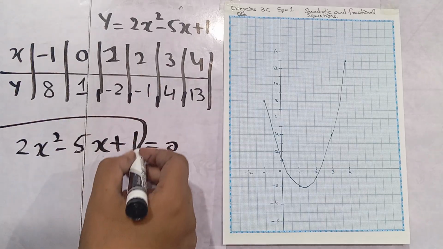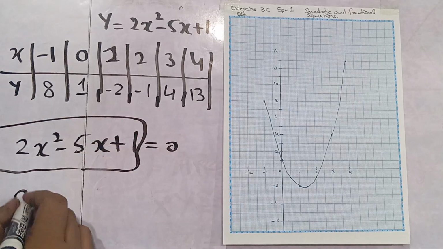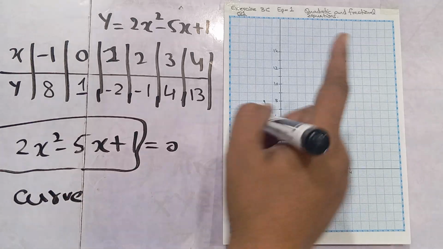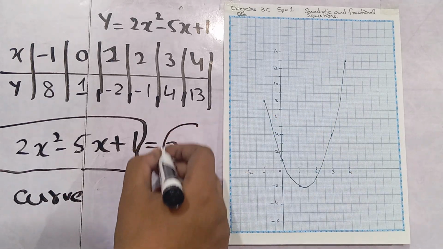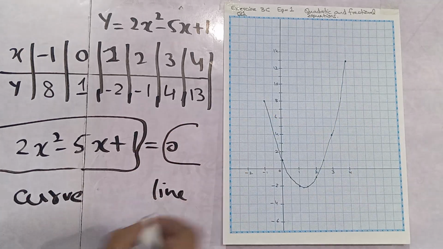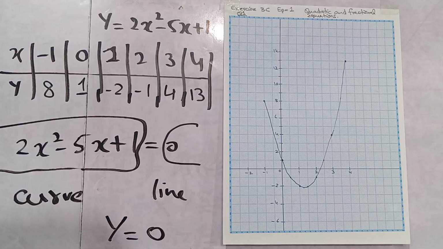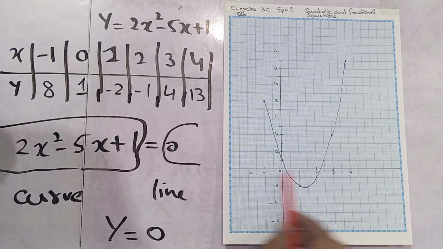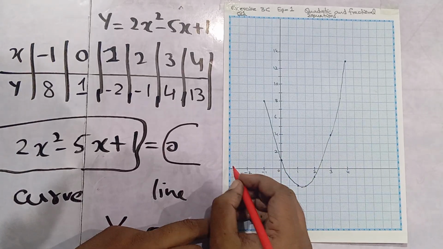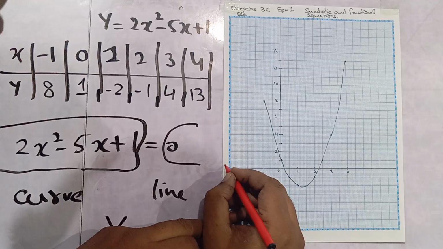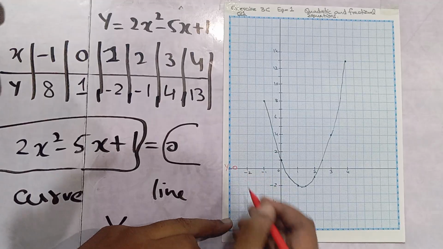You can see this is the equation of that main curve, which we call a parabola. And whatever is here, we call it the line. So we make it equal to y. So y equals 0, and I will draw the line y equals 0. The y equals 0 line is already drawn there. You see, this line is actually y equals 0.